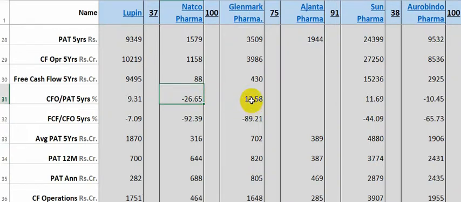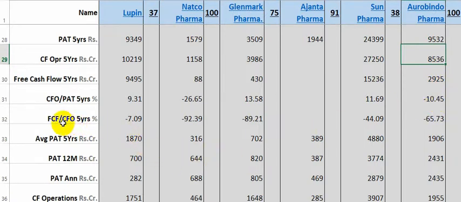Glenmark Pharma has managed to increase its cash earnings by 13% more than its earnings. Ajanta Pharma, we don't have the values here, so we will not be able to analyze. Sun Pharma has managed to increase its cash earnings by 11%, and Aurobindo was short by 10%. Out of 9,500 CR of profit, only 8,500 has come in as cash. The balance is not reflected in the earnings.